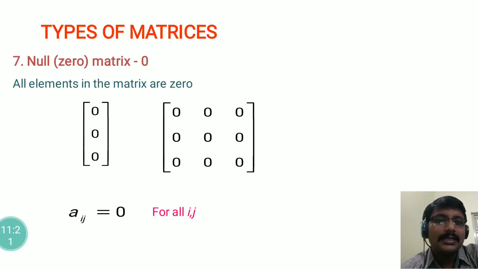Null matrix or zero matrix. If all the elements are zeros, then it is called a null matrix or zero matrix, which is denoted with the letter O. So in symbolic form, aij equals 0 for all i, j. So clearly the first matrix, example 1, which is of order 3 by 1, has all elements zeros. Second one is a 3 by 3 matrix, clearly all elements are zeros. Such matrices are known as null matrices or zero matrices.